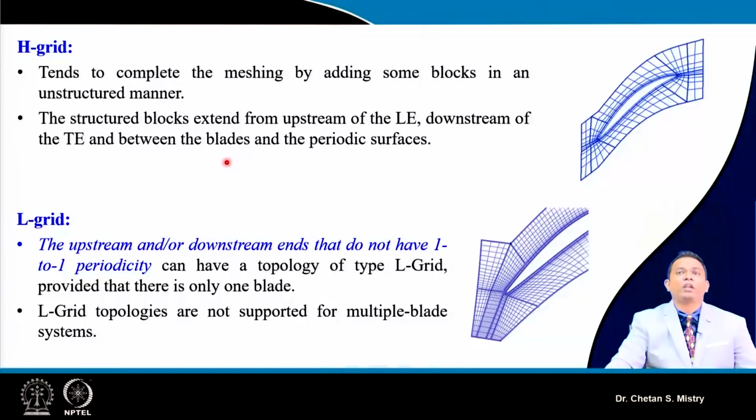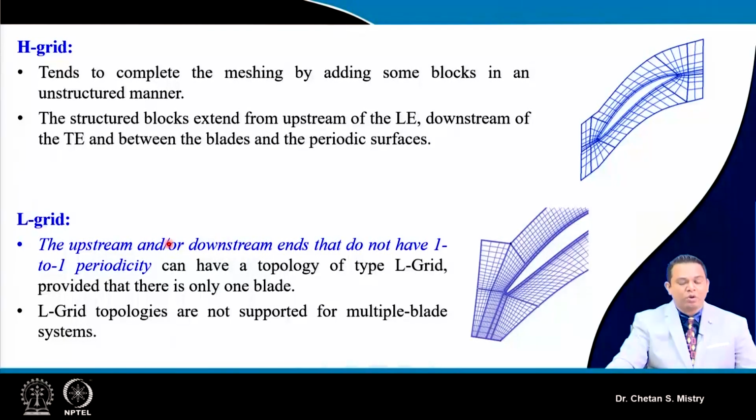Now after doing the refinement near the end wall region or near the blade region, the remaining portion needs to be filled with elements. In order to do that, we will be using an H kind of grid configuration. The structured block is extended from upstream to the leading edge, downstream of the trailing edge, and in between the blade and the periodic surface. So here, if we look at these elements, these elements are H grids.